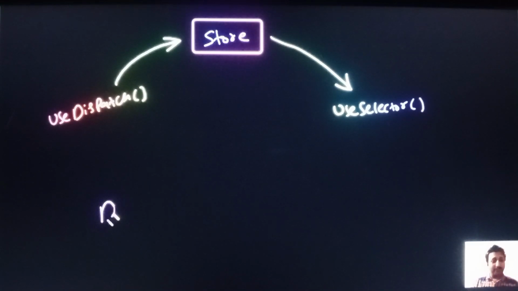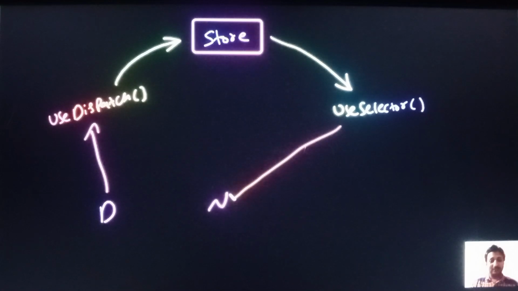Now from D, I wanted to pass it to N. D has to use dispatch. N has to use selector. Use dispatch is send it to store. Use selector is receive from store. useState is a hook. useRef is a hook. useEffect is a hook. In the same way, useDispatch is also a hook, and useSelector is also. Use dispatch is useful to send to store. Use selector is useful to receive from store. Got it?